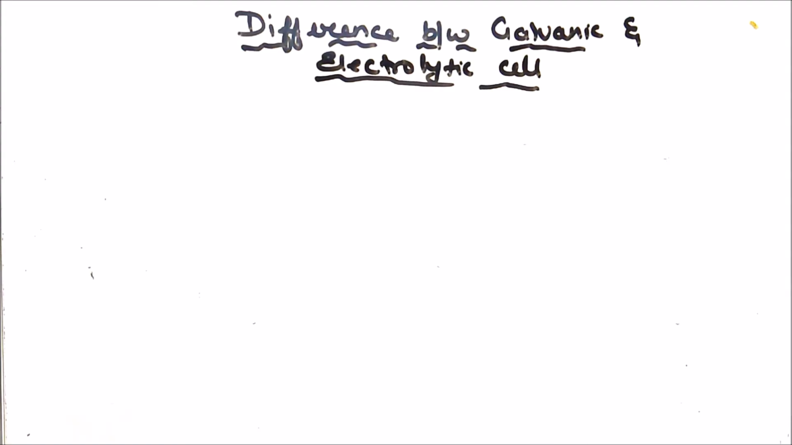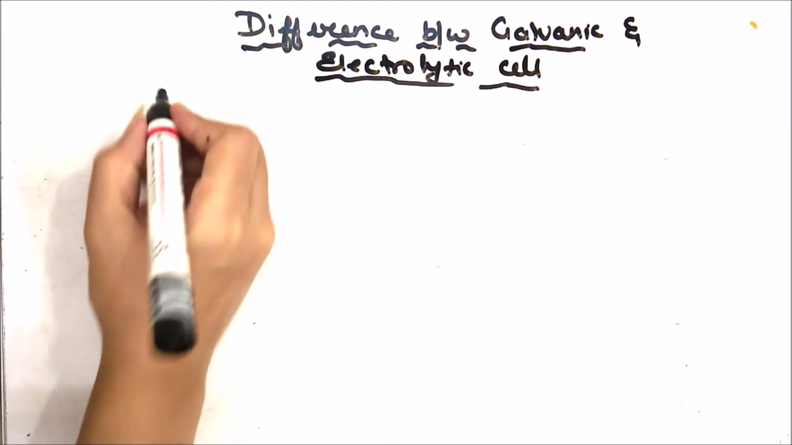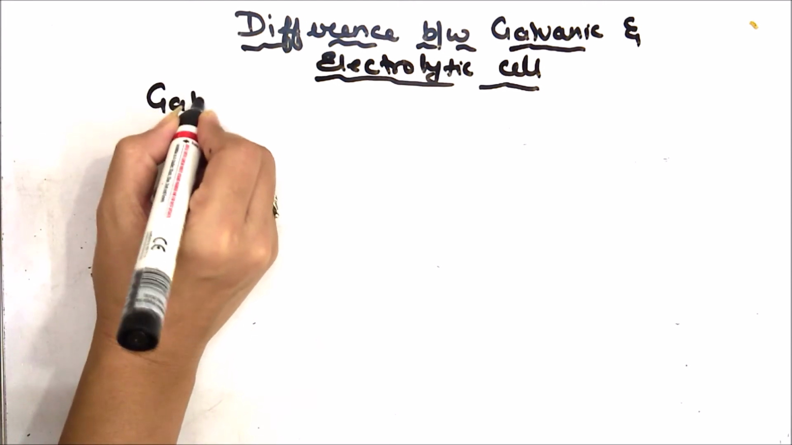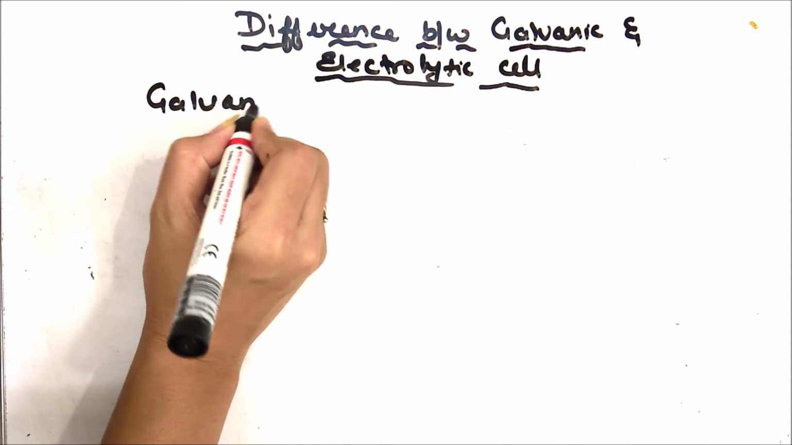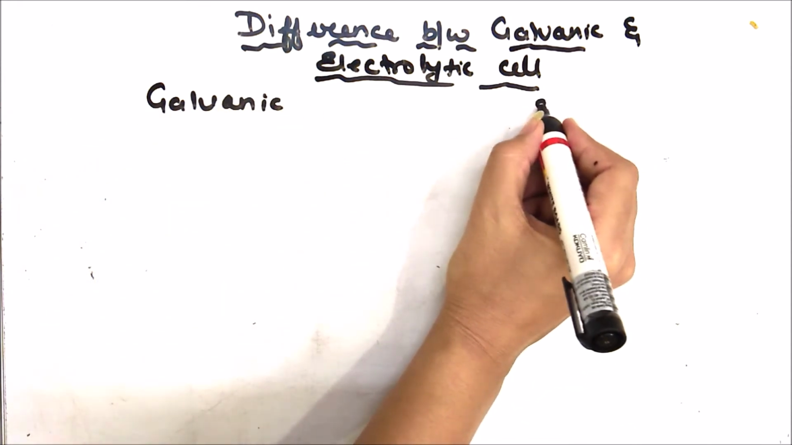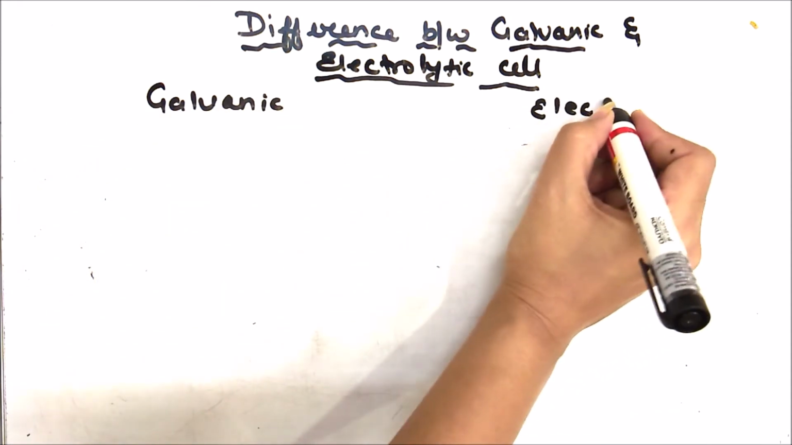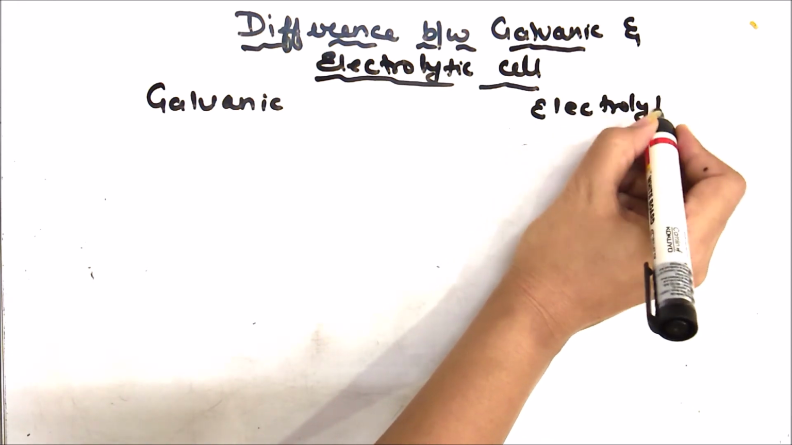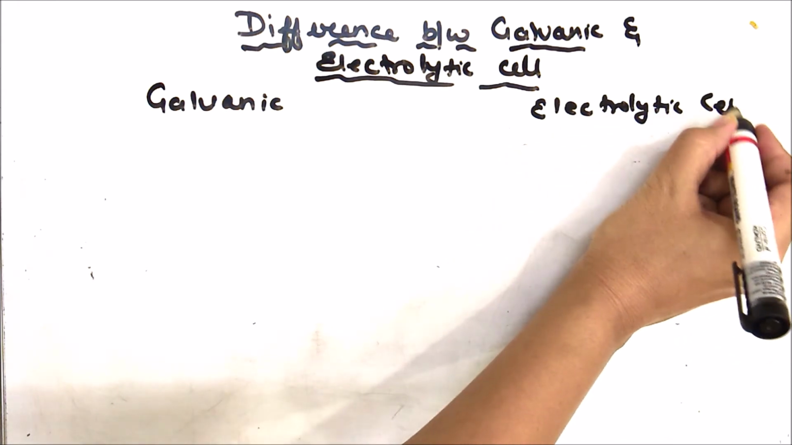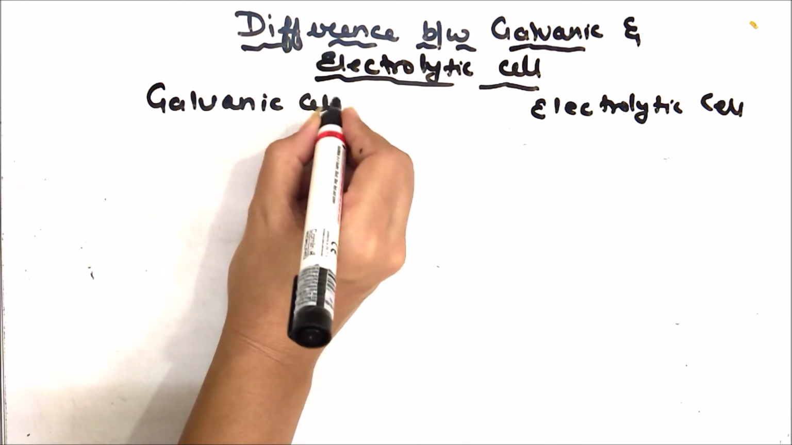So students, let's see the difference between galvanic and electrolytic cell. Here I am writing about the galvanic cell. We have already studied these two topics, so now we are able to make the difference between these two types of cells, right? So let's see the difference between these two cells.